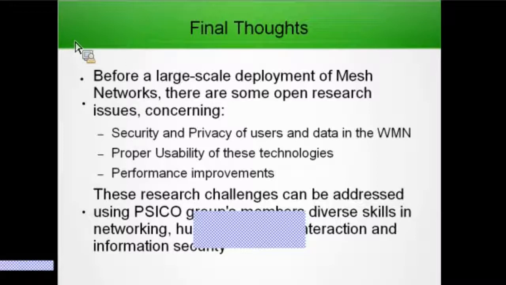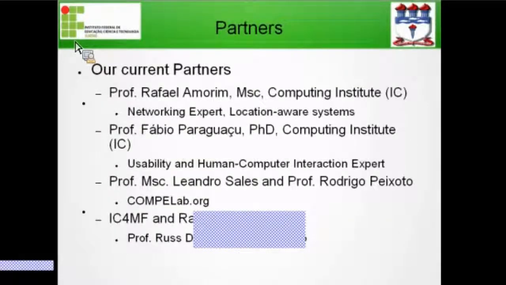So what are the research challenges in this network? Mostly there is an untapped area. Security and privacy in wireless mesh networks haven't been very much explored. The usability of these technologies has not been very much studied in the literature. We have a lot of room for performance improvement because you have to attack many layers, from the physical layer to the application layer. These research challenges are what the project intends to address and study.